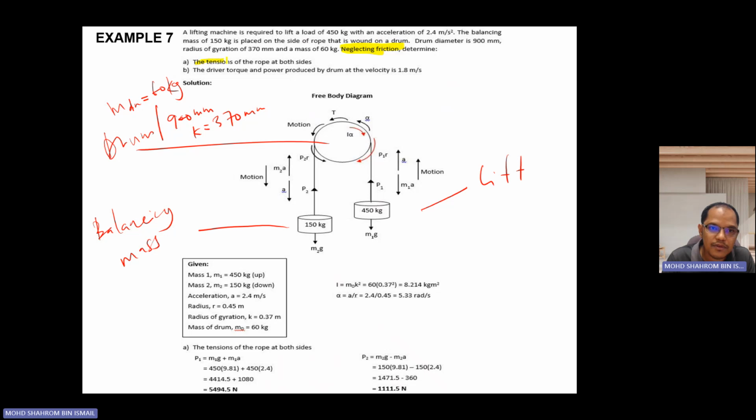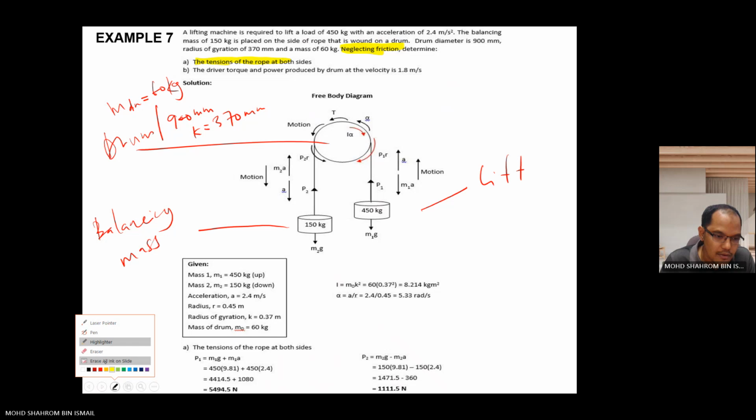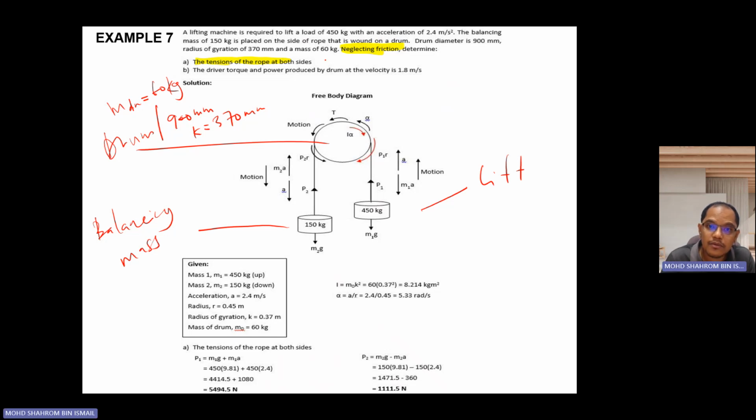Determine the tension of the rope at both sides. So basically, what they want to know is P1 and P2. We don't know them. And of course, they want to know the drive torque and power produced by the drum. So they want to know T and P with a velocity of 1.8 meter per second. So this is the whole thing.